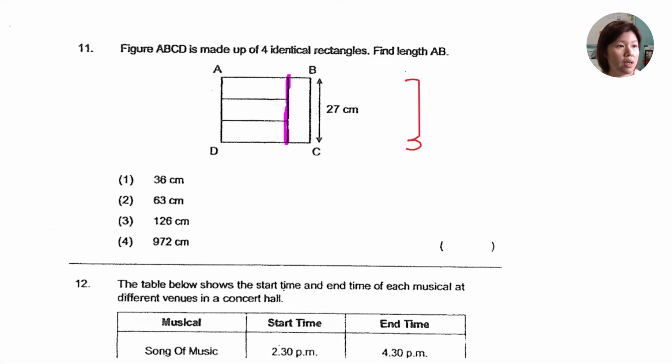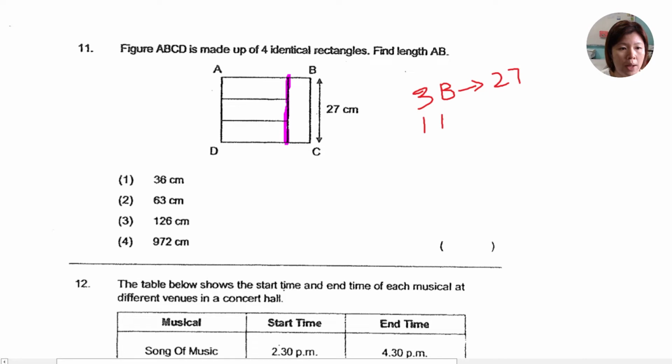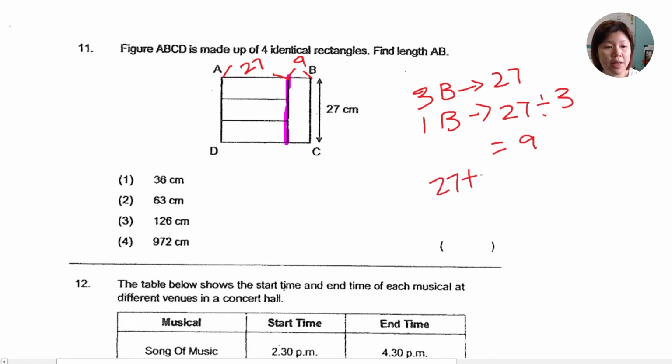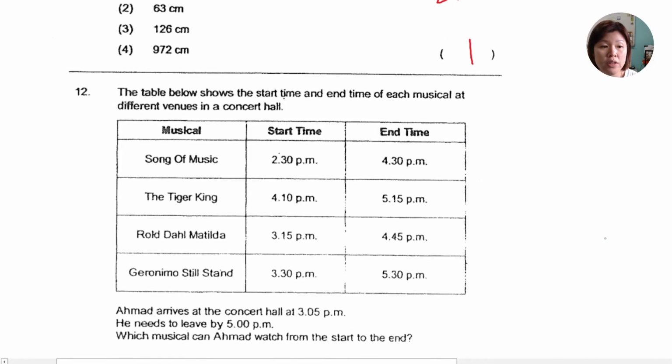Oh, sorry. Let me rewrite it again. Okay, so I can make 3 breadths. The 3b is actually 27. 1b is actually 27 divided by 3 equals to 9. And AB is actually 1 breadth, which is 9, and 1 length, which is 27. So we can take 27 plus 9 equals to 36, which is number 1. Okay, so let's move on.